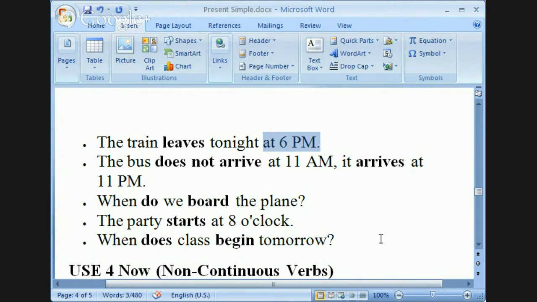Yeah, that sounds much better. Notice even in our examples here, the question forms, what they're asking is what specific time. When do we board the plane? 9:15. When does class begin tomorrow? 8:30. They're asking for the specific time. So there you go. It's much more natural to use present simple when you have information about a specific time.